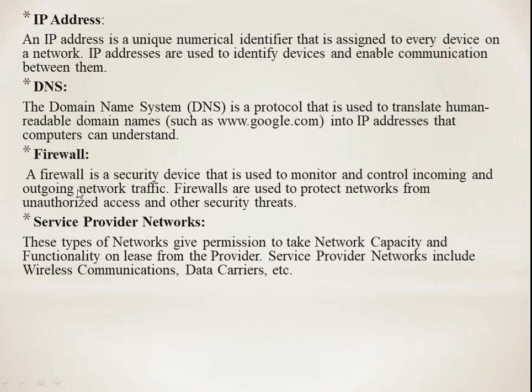Then the firewall. The firewall is a security device that is used to monitor and control incoming and outgoing network traffic. Firewalls are used to protect networks from unauthorized access and other security threats. The firewall basically works as a security guard for our network.